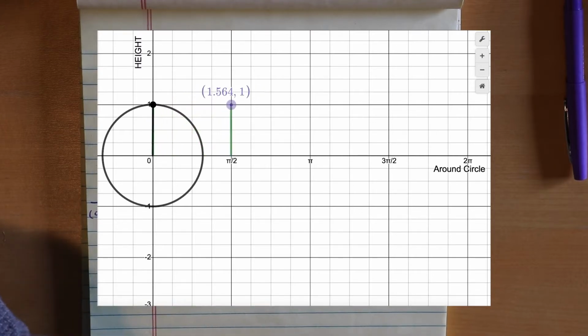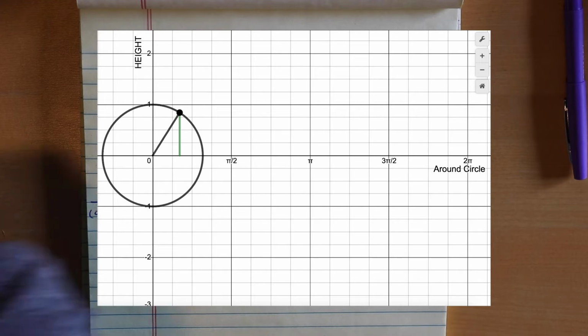So the heights are matching up. The purple point is plotted as an x and y coordinate, and the black point is just simply rotating around the unit circle. The purple point is plotting those sine values as we rotate around. Let's play that one more time.